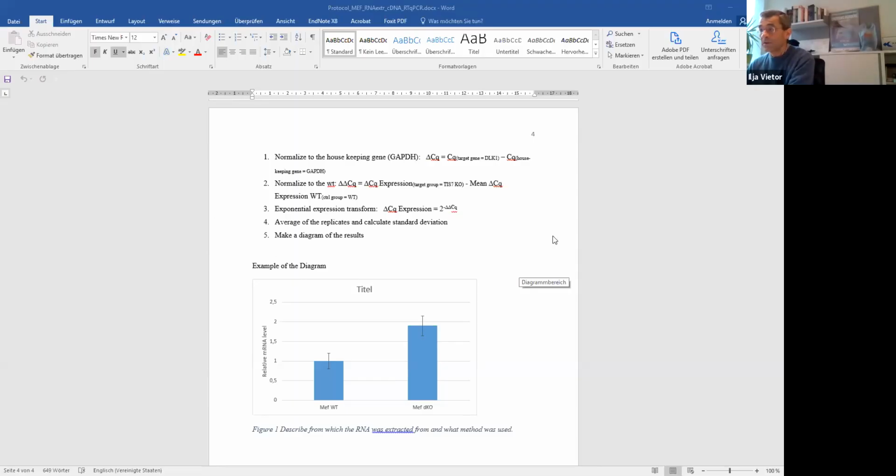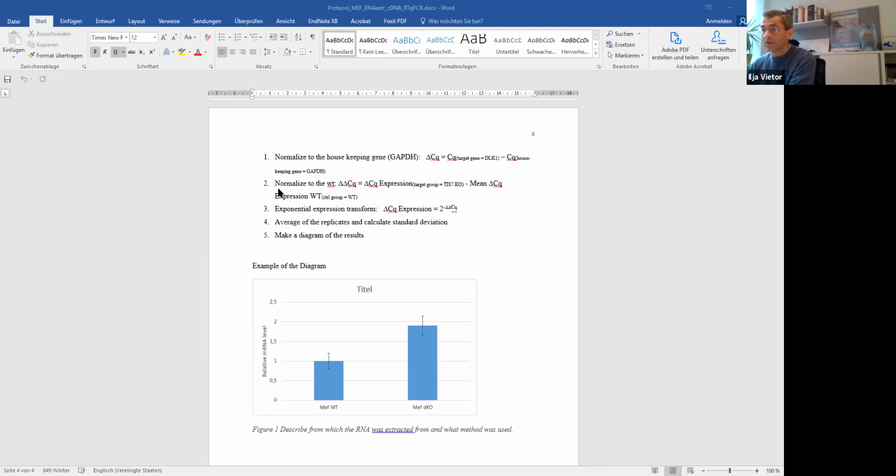I will try to open it now and show you once again. So important is what is written here. I have written all details there. So what you do first, this quantification is called delta CQ. Delta CQ is CQ of the target gene, in our case DLK1 measurement, minus CQ of the housekeeping gene, which is GAPDH. And you do the quantification for each measurement. So we have six values, six measurements, 3 times wild type, 3 times T7 knockout.